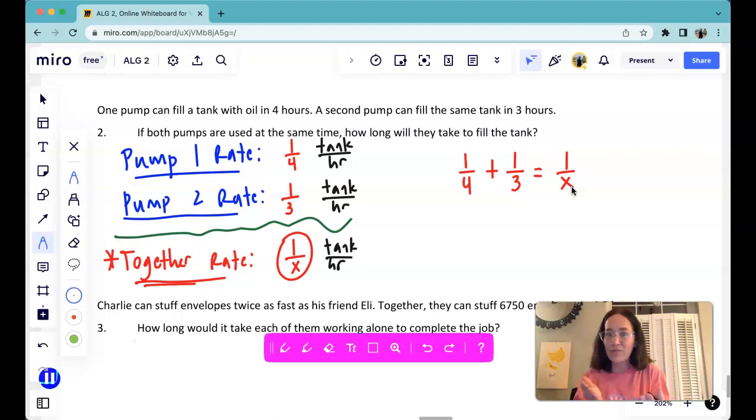I'm going to let you take it from there, solving this rational equation, getting the denominators to wipe out, and solving for x.